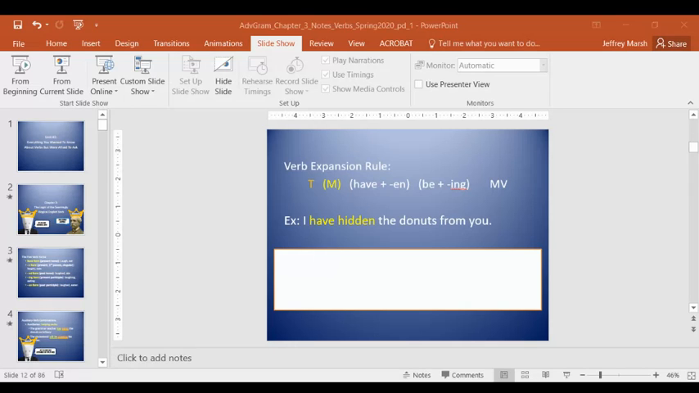So let's break down what this looks like. Same formula. I want to talk about what each of these things mean. So the first thing is T. T means tense. All right, so write that down.